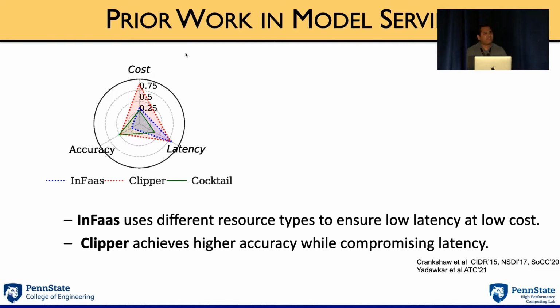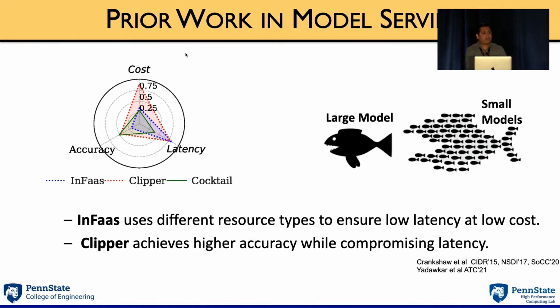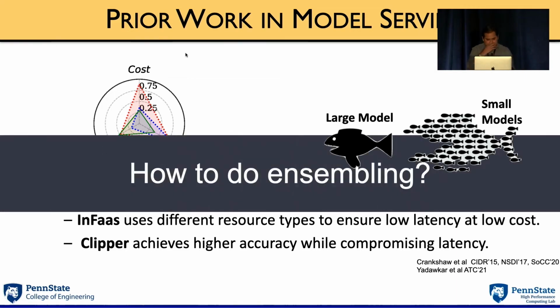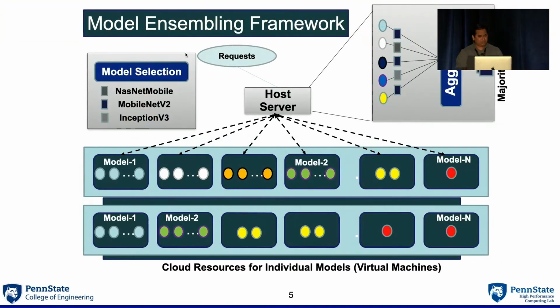So how do you get more accuracy? Again, it turns out the machine learning community solved this problem a long time back. There is ensemble learning. You take a lot of small models, small learners, combine them together, and you get a better model than the larger model. But how do we do it? Fairly straightforward, nothing complicated here.